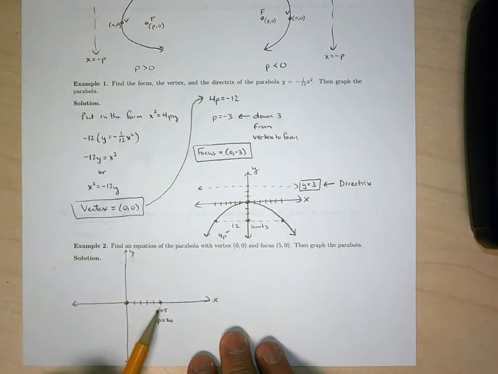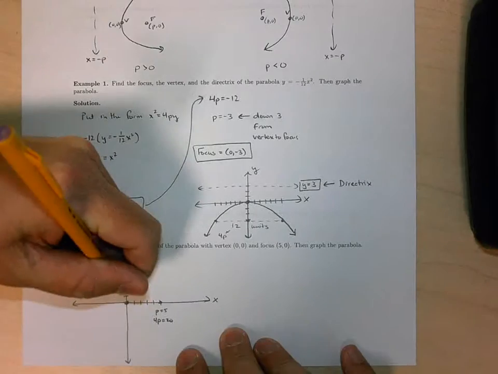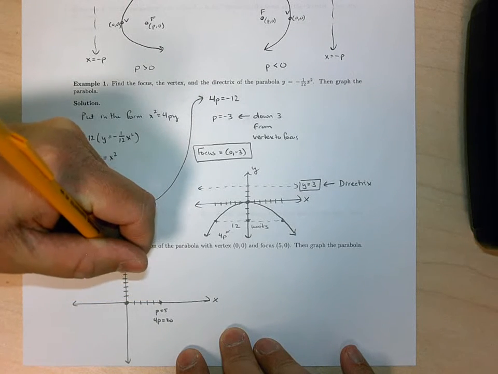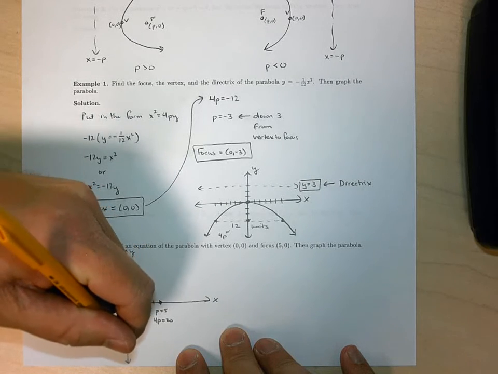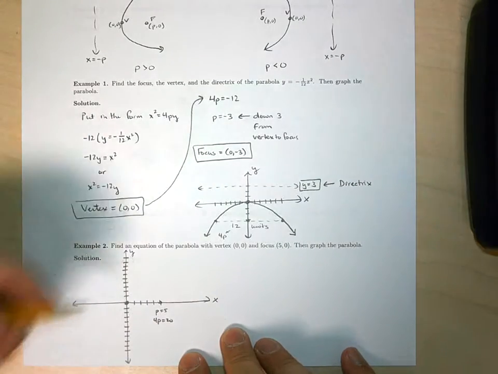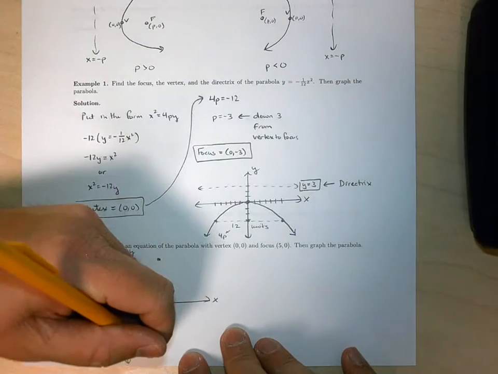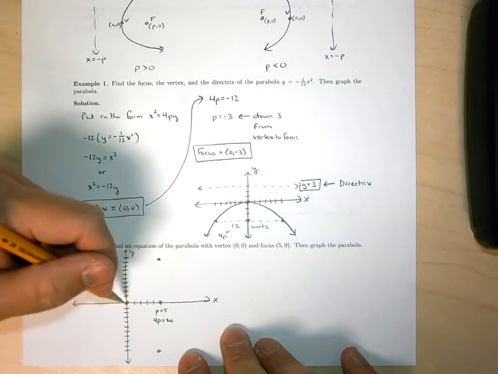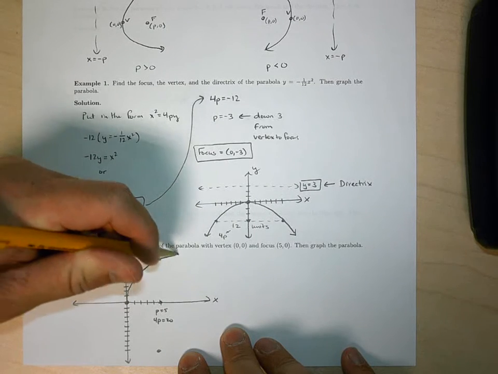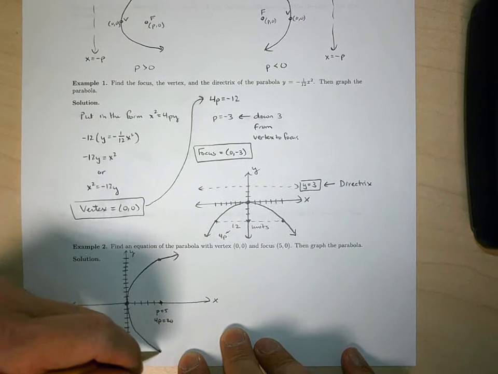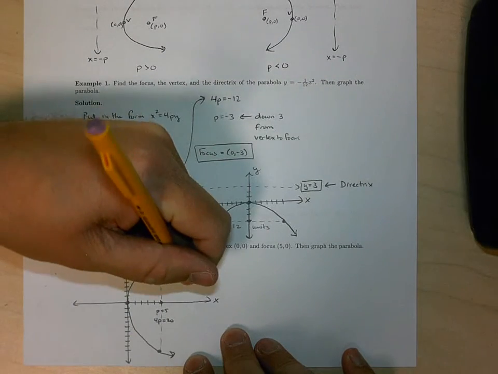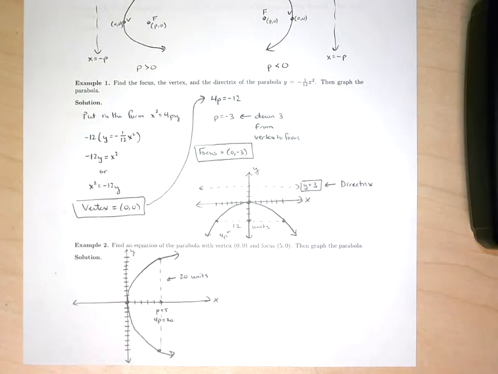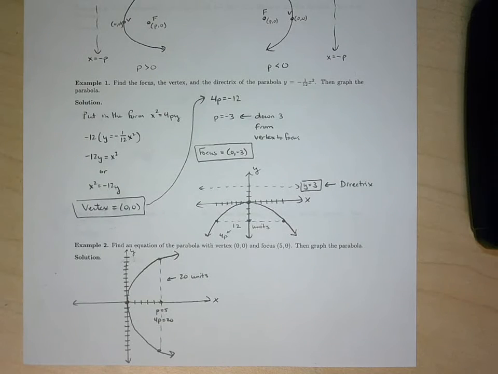So to get level with the focus, I need to go up and down by 10 to get a total axis length of 20. So I'll get level with the focus and go up 10 and down 10. And now I can sketch my parabola. So again, that's a total length of 20 units on that axis.